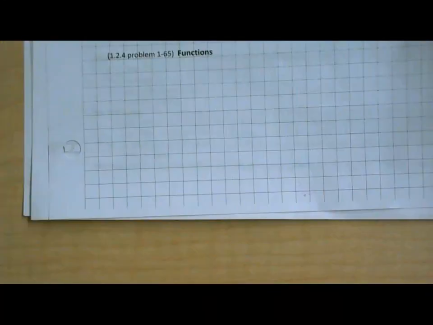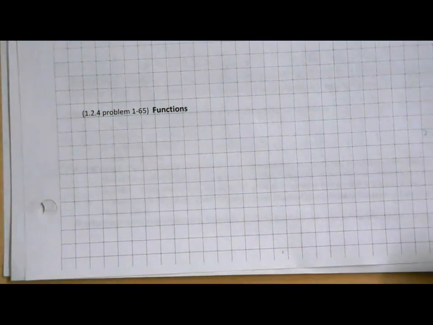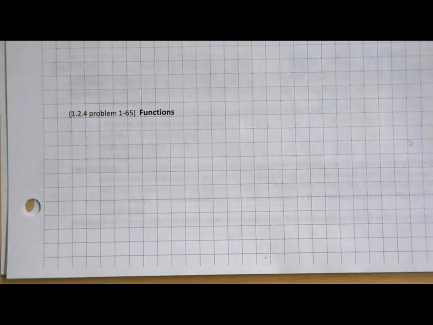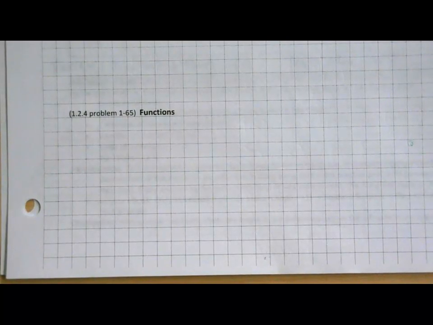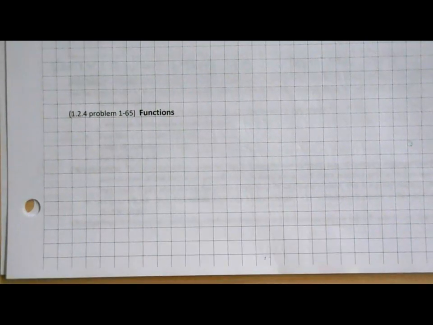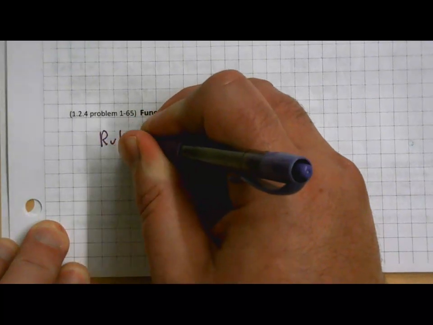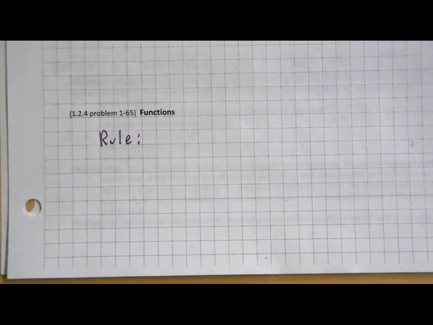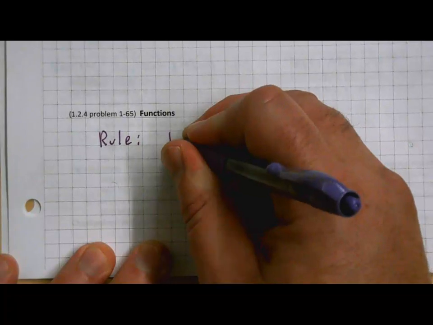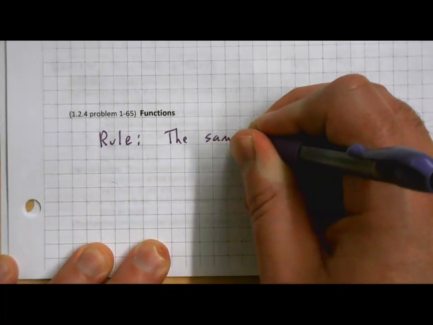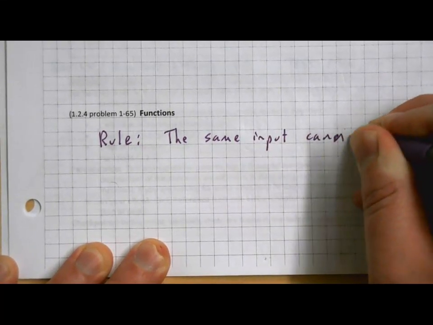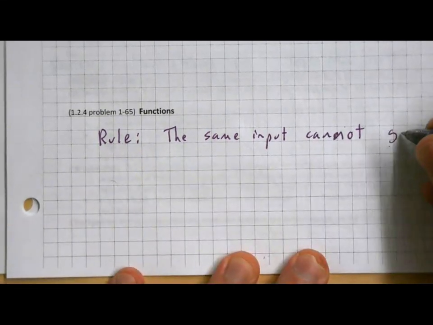Okay, let's go on to the next page, and down at the bottom, it's got some space for us to define what a function is. To define what a function is, we're going to just use the function rule. And here's the rule for functions. The rule for function is the same input cannot give.